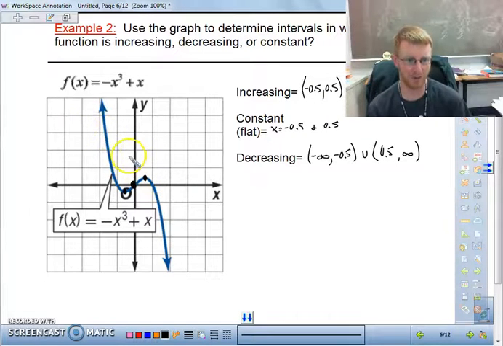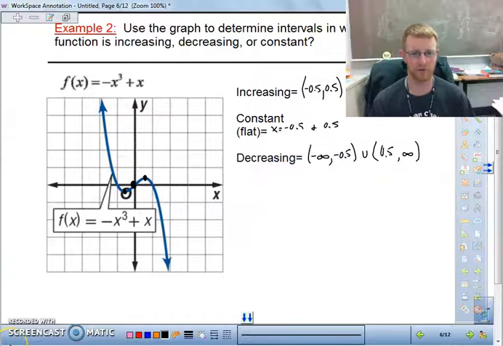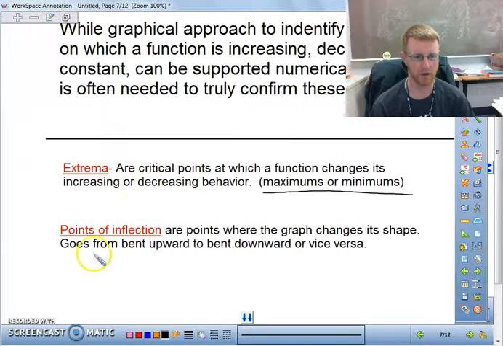Now, you also call this concavity, this right here. So this is also called concavity. When we say bent upwards, that's called concave up. Actually, let me write this on the other one. So we're going to say bent upward, we call that concave up. And bent downward is concave down.